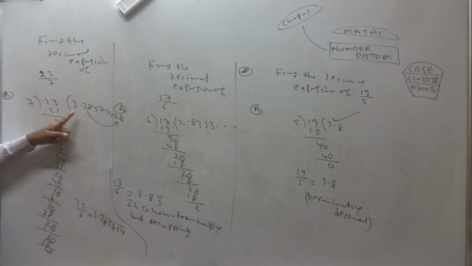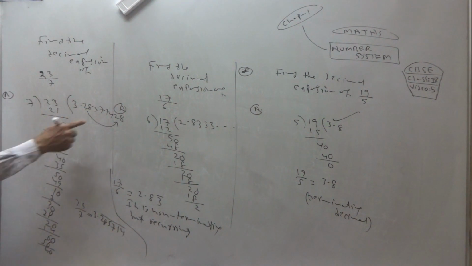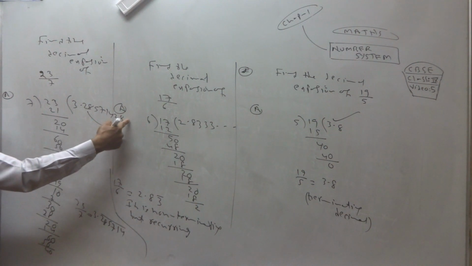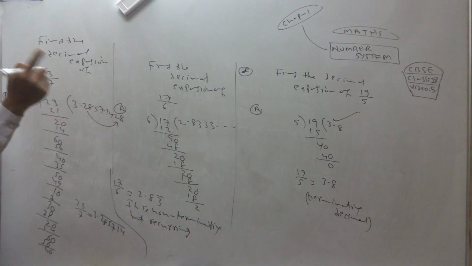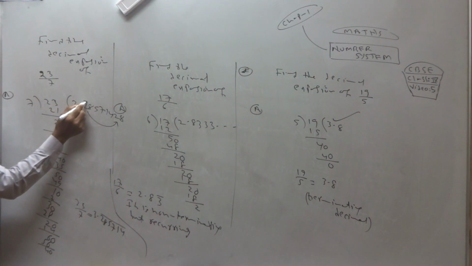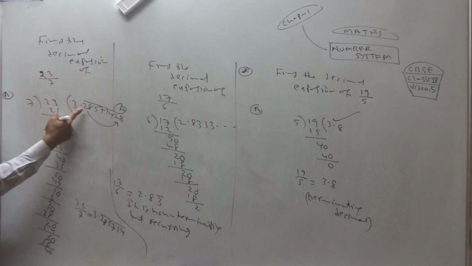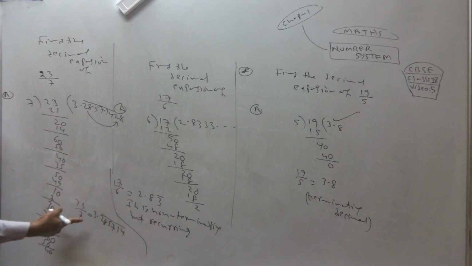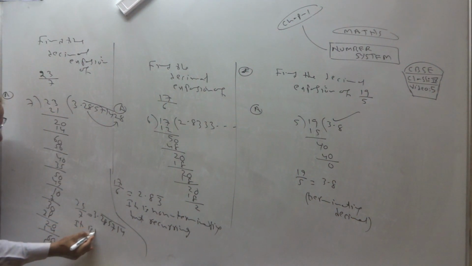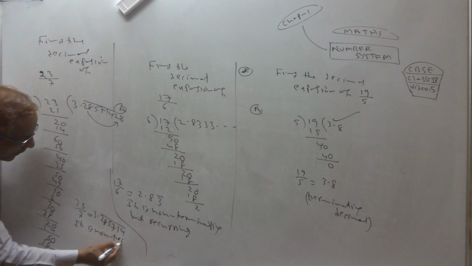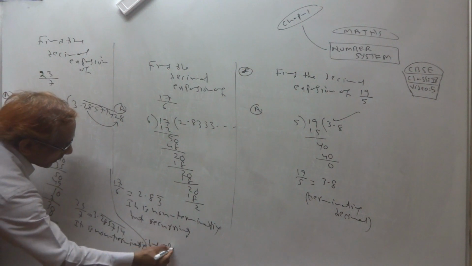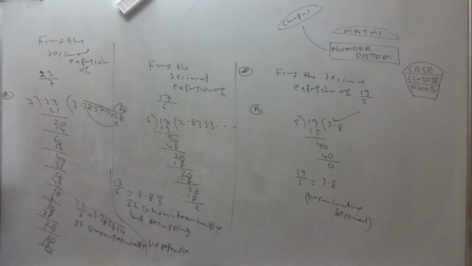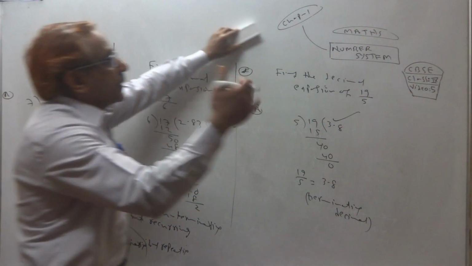Why, please? 285714, again it will come, 285714, 285714. That only will come. So we put the bar here, because 28 started repeating. This is called what? It is non-terminating but repeating. Yes. So this is there in the third exercise, decimal expansions.